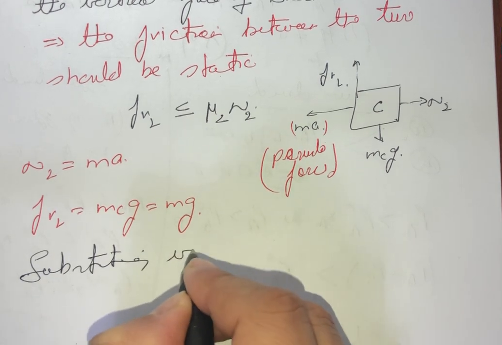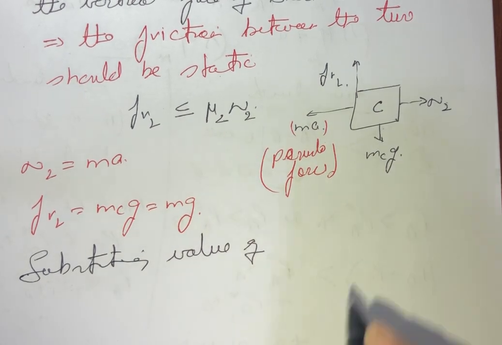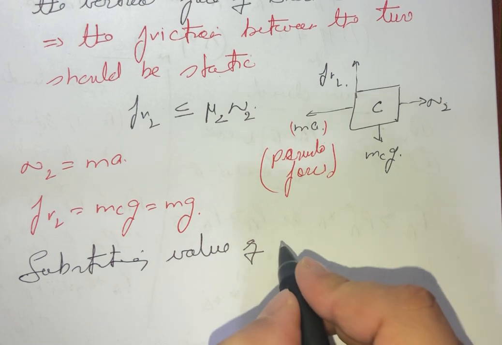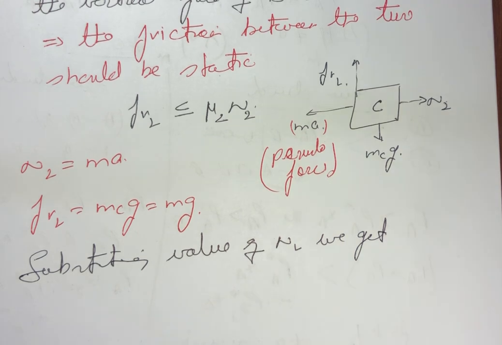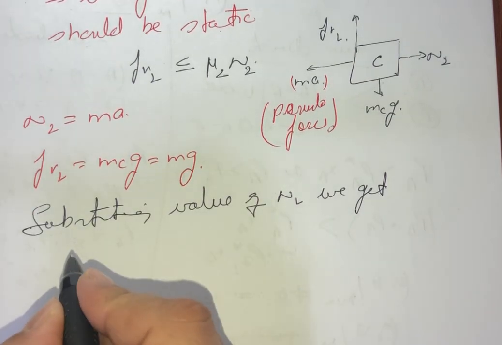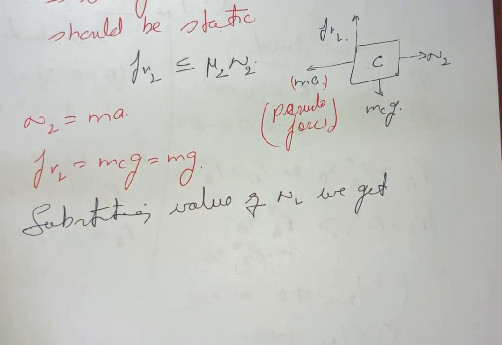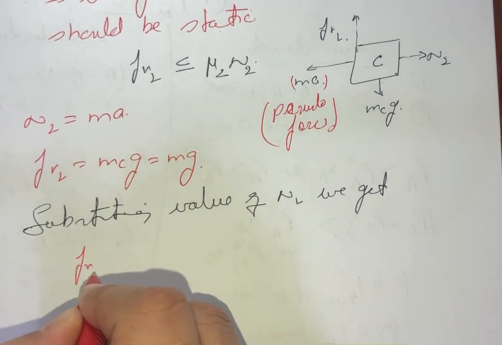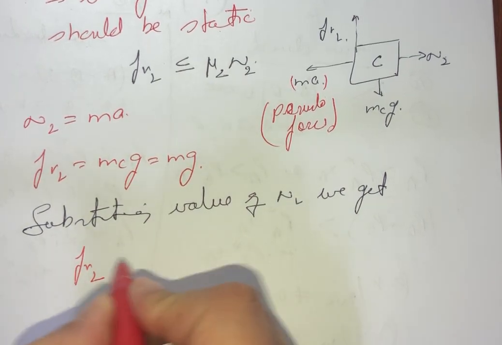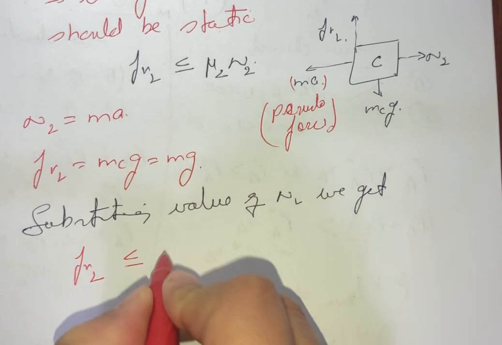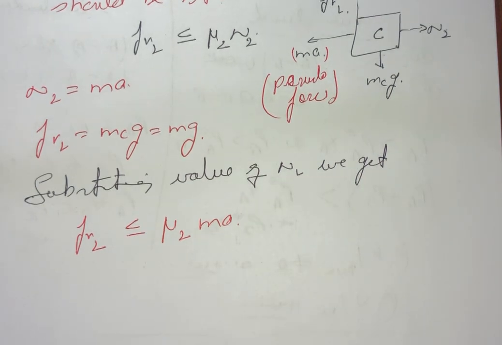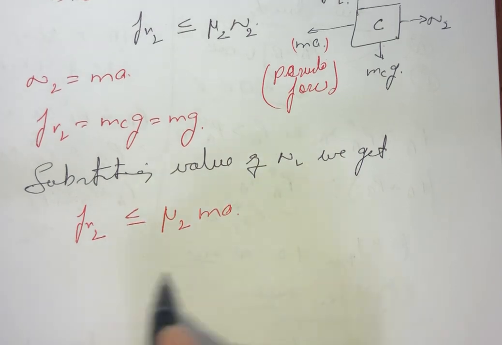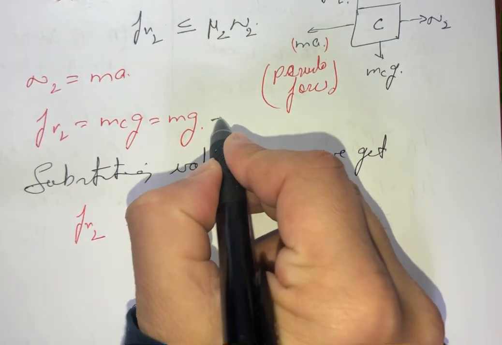substituting value of N2, we get FR2 is equal to, sorry, not equal to, less than equal to mu2 into MA. Okay. And FR2 is also equal to mg. Okay. So let us call this as equation 3.